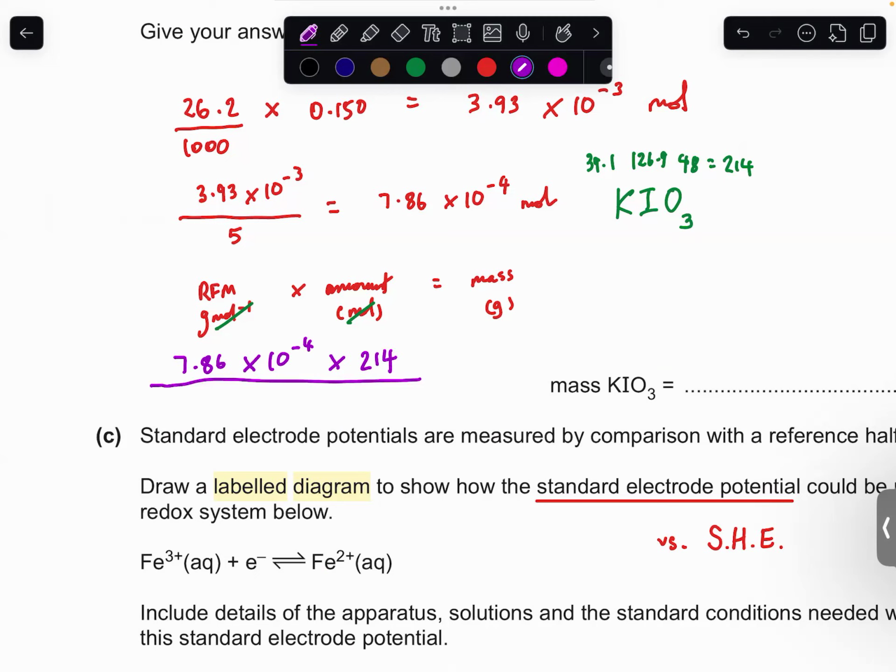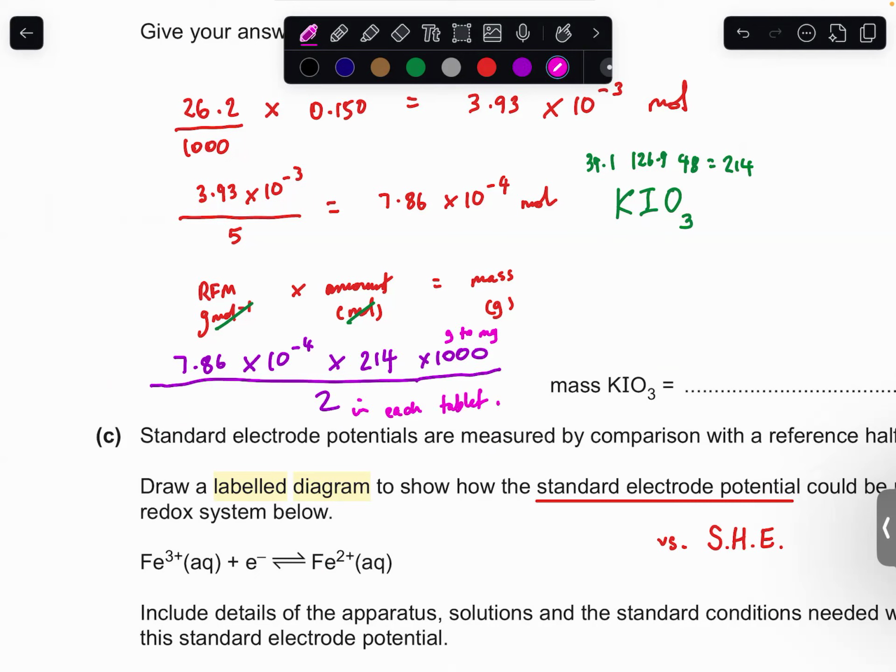how do you convert grams into milligrams? We times it by 1,000. And we then divide it by 2 because we want to know the mass of KIO3 in 1 tablet. I'll just make a little note here. This is grams to milligrams, and this is to work out the mass in each tablet.